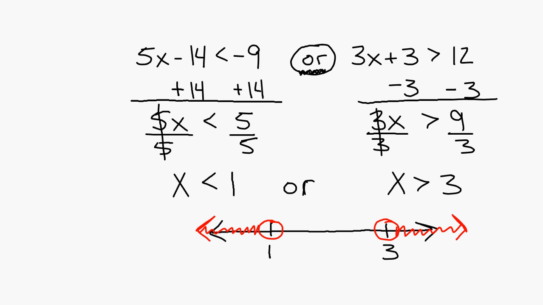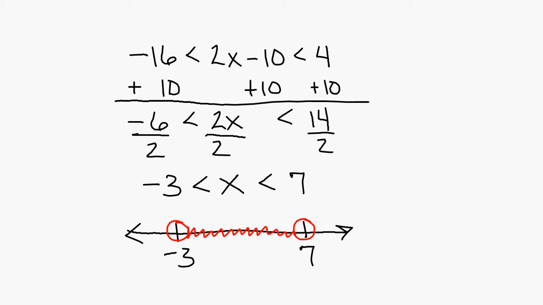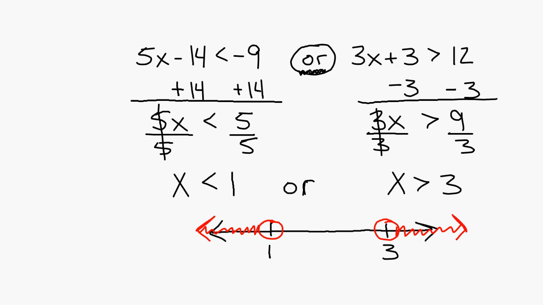The and inequalities, when the x is in the middle, you just solve those by solving for x and leaving it in the middle of the inequality. The or inequalities, when they have the word or in them, you just have to solve both inequalities separately and graph them on the same graph.